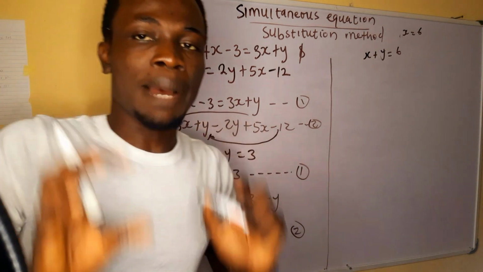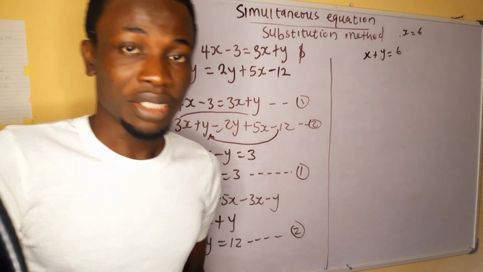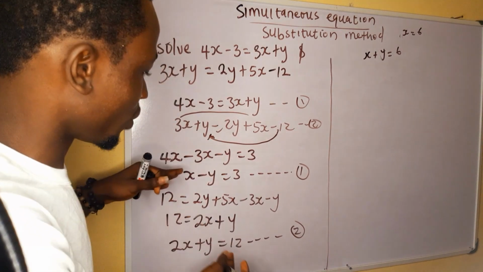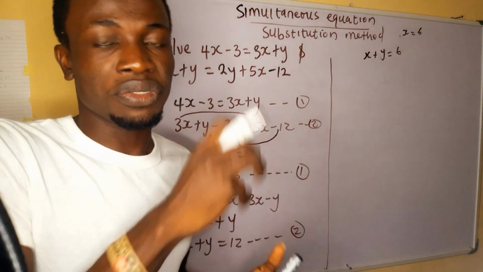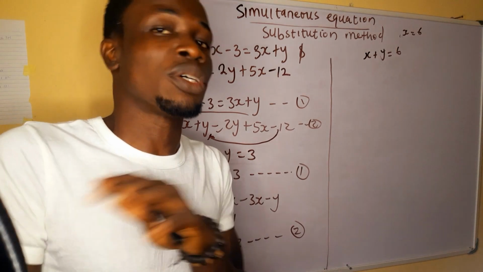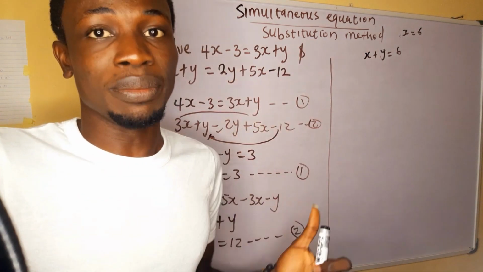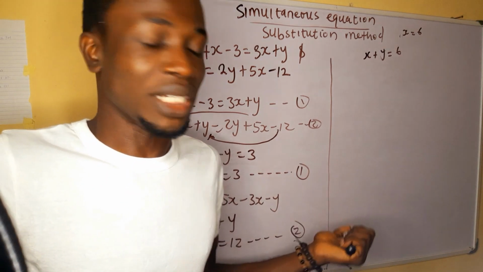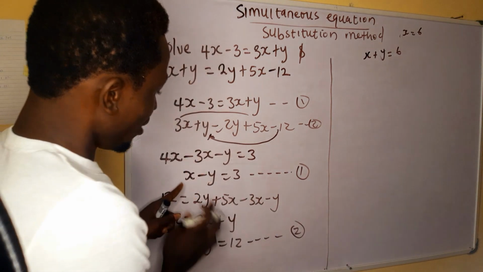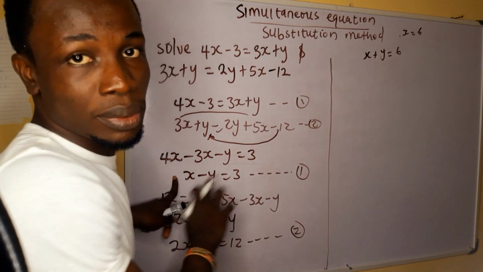Now let me just apply the substitution method. Remember that in elimination, I have to bring both of them together, then find the LCM of the coefficient that I want to affect, use a number to multiply it to give me that coefficient, then use plus or minus to eliminate. But in this case, from here now, I can make x the subject of the formula.